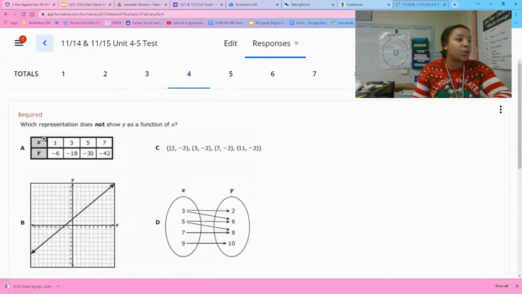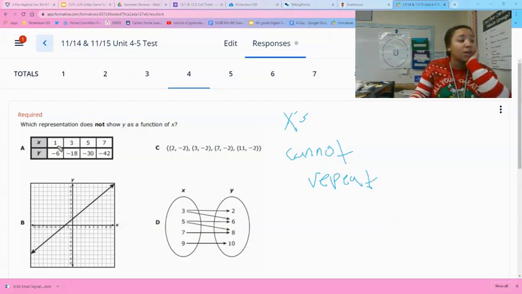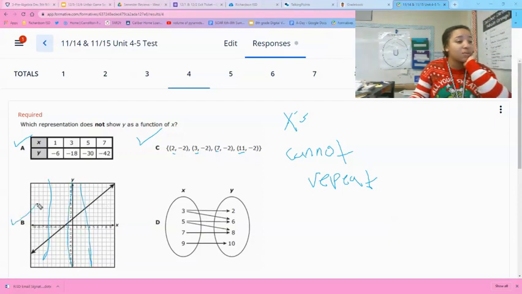Question 4. Which representation does not show y as a function of x? So functions, your x values cannot repeat. The x values cannot repeat. So here, I have no repeating x values, so this is a function. This here, do I have any repeating x values? Nope, so this is a function. This passes a vertical line test, so this would also be a function.